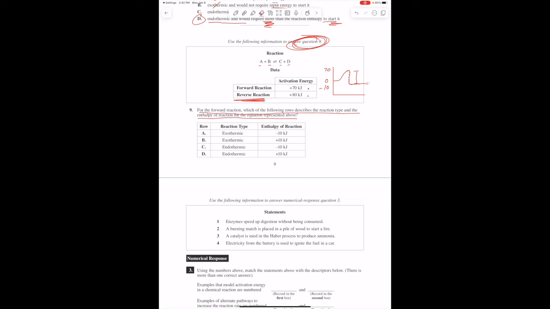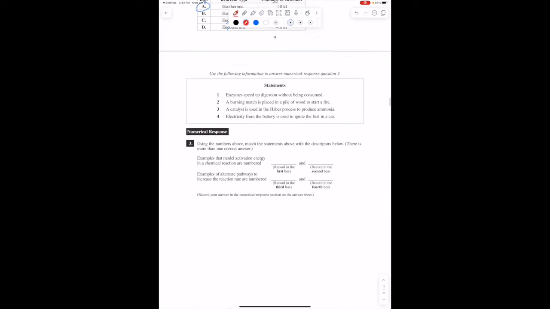For the forward reaction, which of the following rows describes the reaction type and the enthalpy of reaction? So the reaction is definitely exothermic because I start here and I end up lower. So that's exo, right? So out. And the enthalpy change is going to be 10, because I'm starting at 0 and ending up down here, which is at 10. So the enthalpy change will be negative 10. It can't be positive 10. It's going down. It's got to be negative. My answer is A. Number 9, answer is A. Perfect. Okay, moving on. Hey, we're cruising.